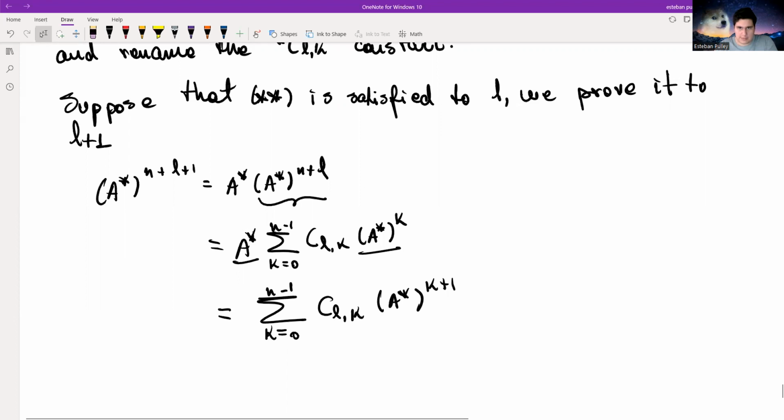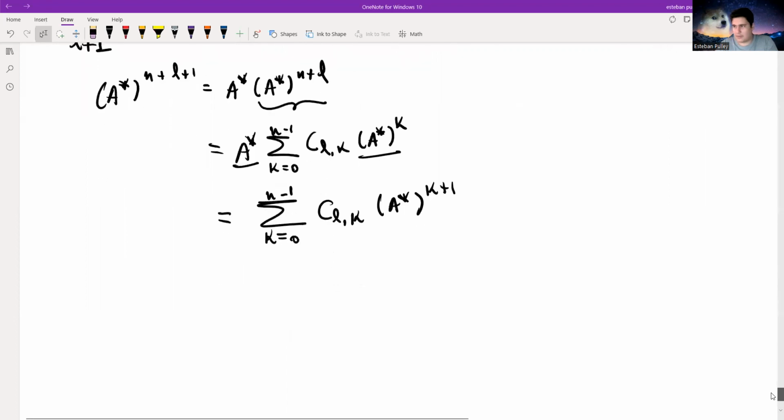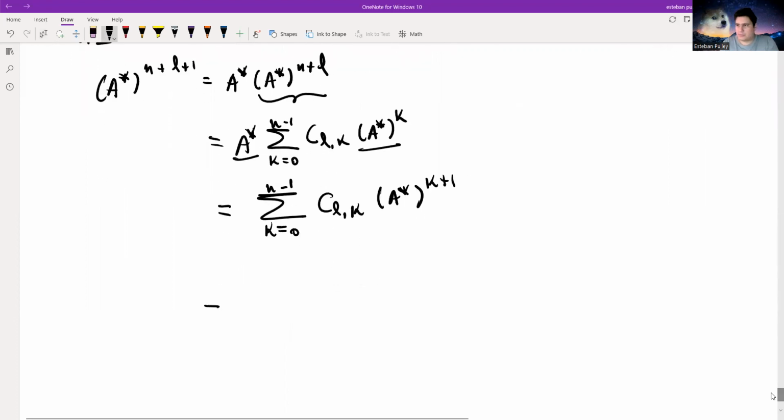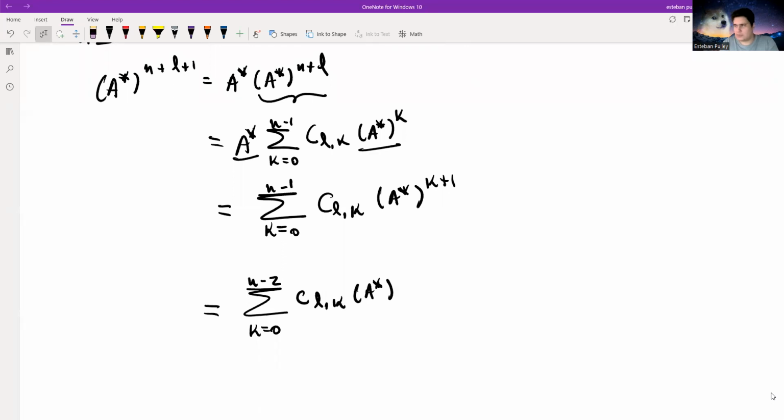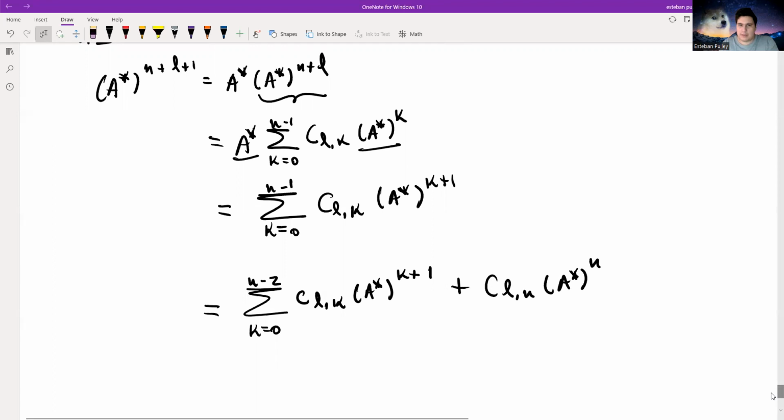Okay. And now I only have to separate the sum over k equals 0 to n minus 2 of c_L,k A transpose to the power of k plus 1, plus c_L,n minus 1 times A transpose to the power of n. Now we apply the Cayley-Hamilton theorem to this part. So that's why I said that it is the repeated use of the theorem.